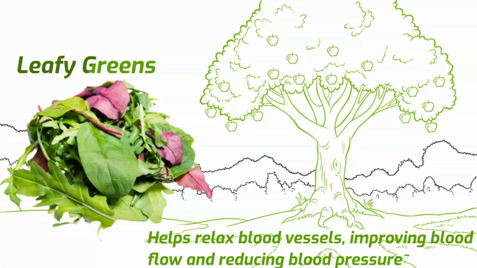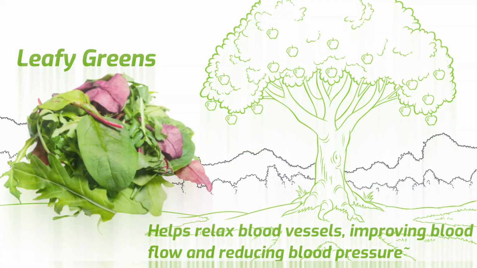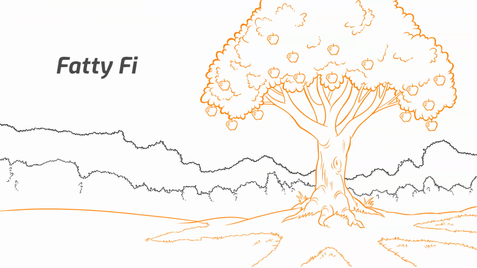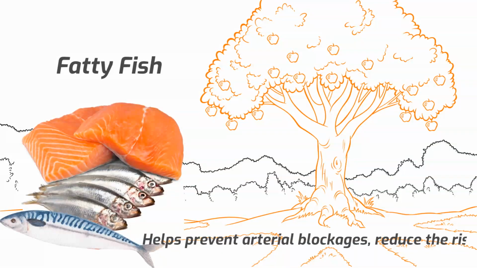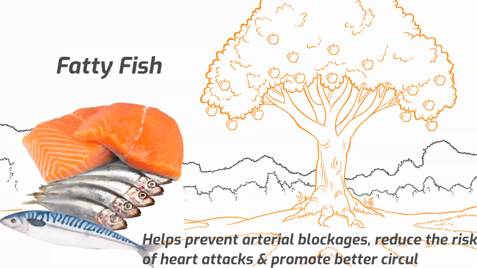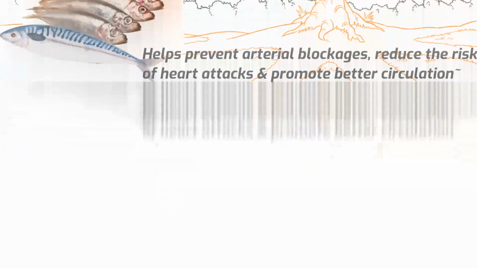Leafy greens are also loaded with vitamins and minerals, including vitamin K, which is essential for proper blood clotting and bone health. Fatty fish. Fatty fish, such as salmon, mackerel, and sardines, are excellent sources of omega-3 fatty acids. These healthy fats reduce inflammation, lower triglyceride levels, and improve overall heart health. Regular consumption of fatty fish can help prevent arterial blockages, reduce the risk of heart attacks, and promote better circulation by keeping blood vessels flexible.